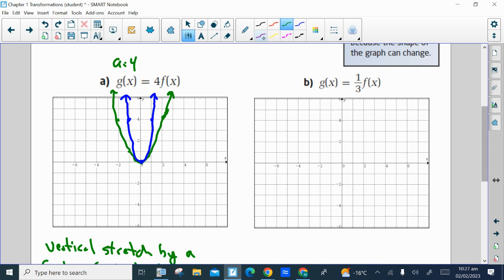So for question B, we'll start with, again, y equals x squared, using the same points that we did on the last one.